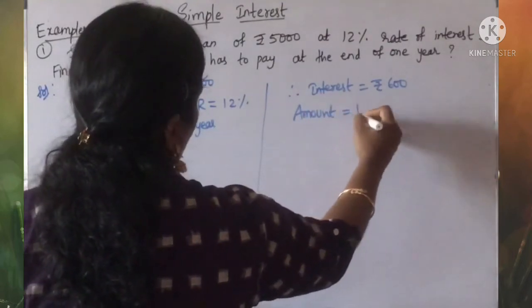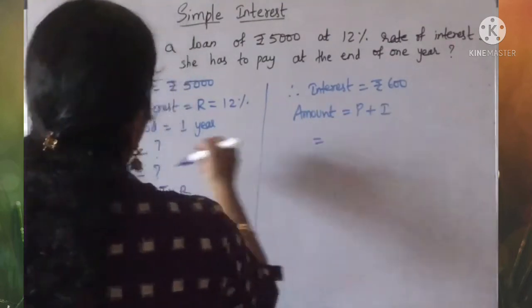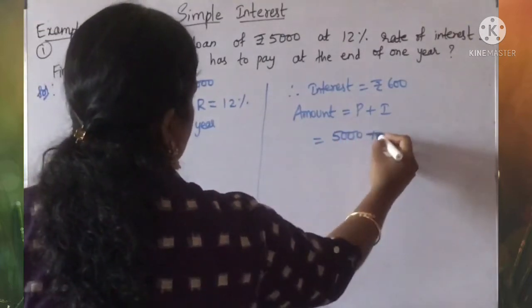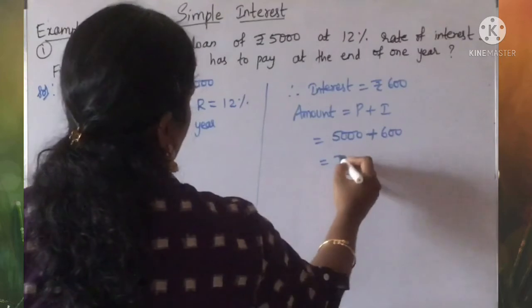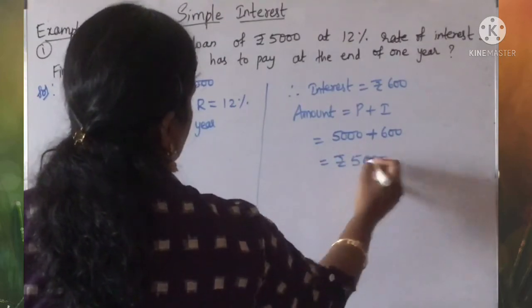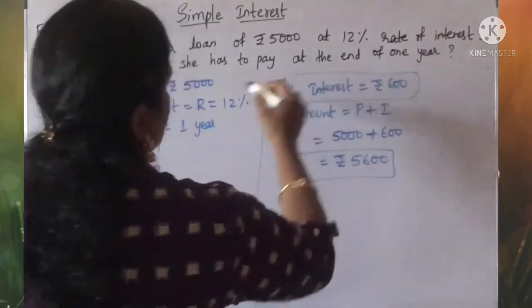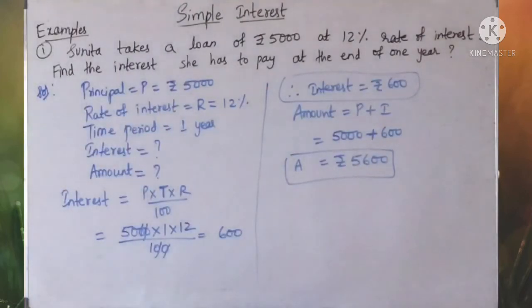Okay. Now we will find the amount. Amount is nothing but principal plus interest. So what is the principal here? 5,000. So 5,000 plus interest is how much? 600. So finally when you add this, you will get 5,600. So amount is rupees 5,600 and interest is rupees 600. This is how we need to find the interest and the amount.